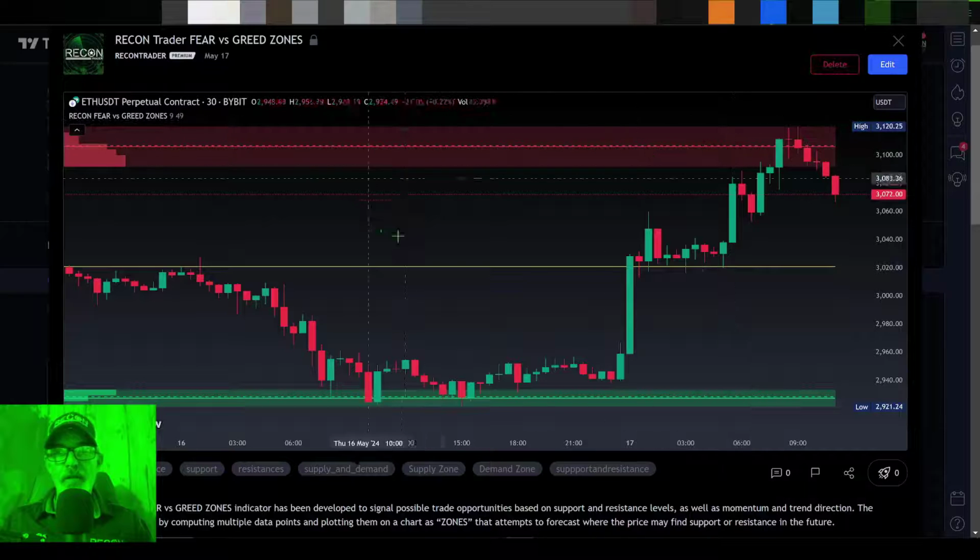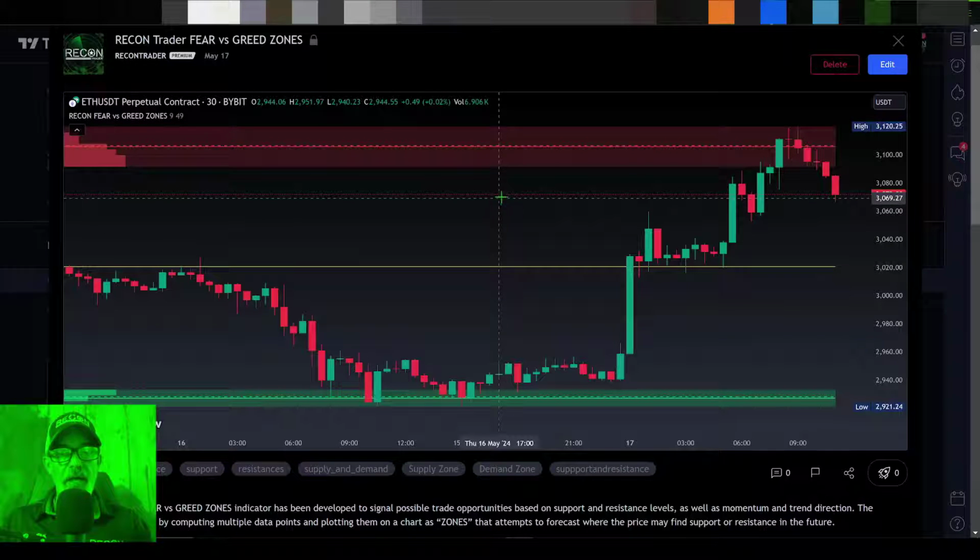And we will start over here in my TradingView account where you can see the Recon Trader Fear and Greed Zones indicator that I developed. And this little lock here indicates that it is a private indicator and is only available to my YouTube channel members via a link which is included in the members only video description.